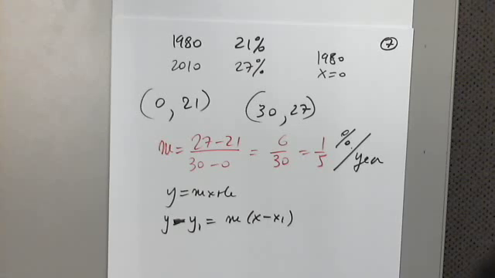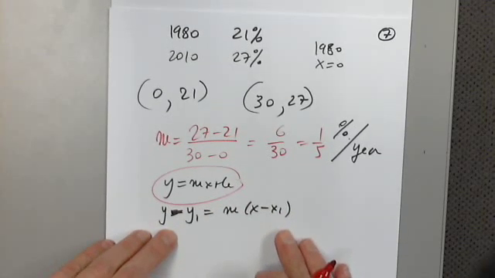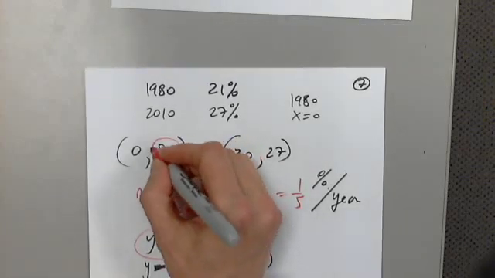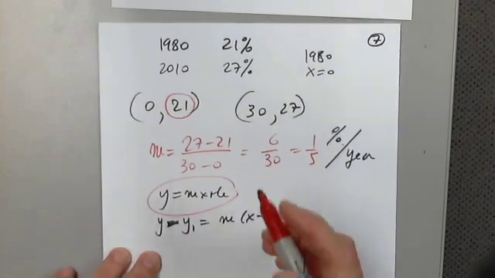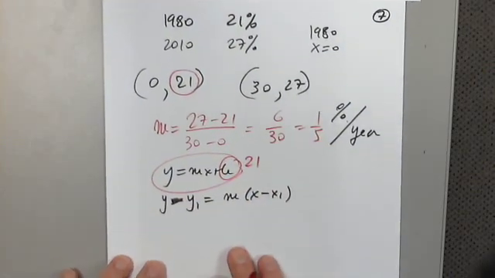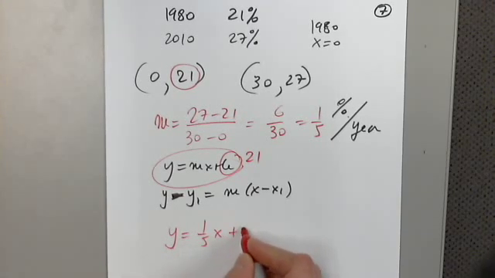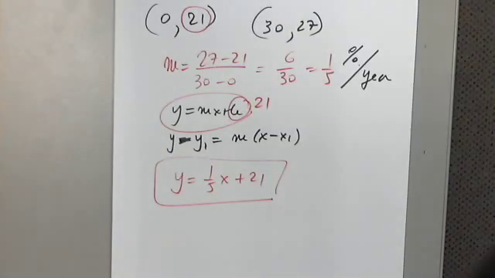Why would I use this? Although if I use the other one, I'm not going to make an error. But why is this more convenient than this? Because I have the y-intercept. 0, comma, a number is the y-intercept, which means I have b, which is 21. So then y equals 1/5 x plus 21. Will I make an error if I use the other one? No. You will get the same answer, but you will have more work to do.